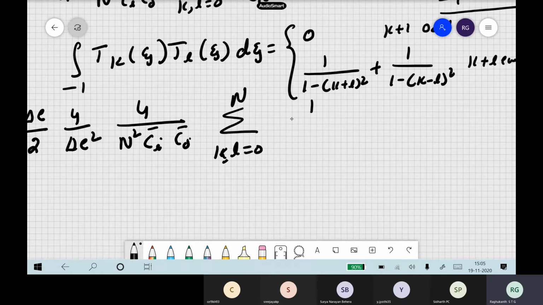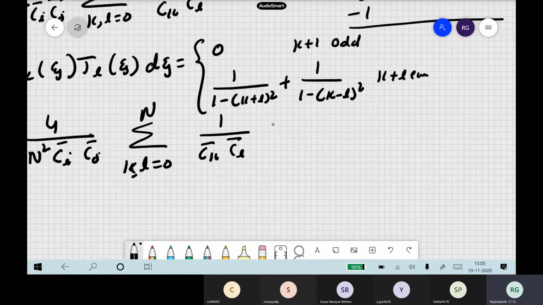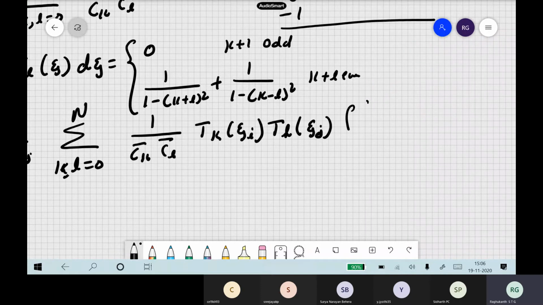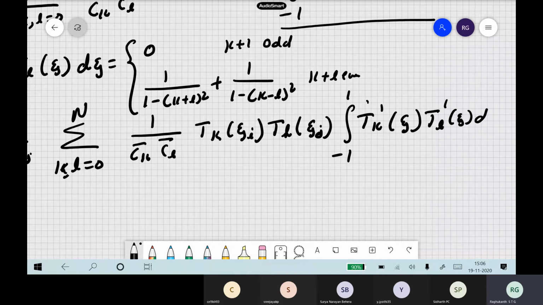Okay, so 1 by Ck bar, then Cl bar, then Tk of psi i, and then TL of psi j. So the integration has been done with CGL points, not with GLL points. So once again Tk dash of psi, and then TL dash of psi. For stiffness matrices, because there are derivatives, dou u by dou x, dou v by dou x, you will automatically get the derivatives of these Chebyshev polynomials. Okay, so you have to keep this in mind.